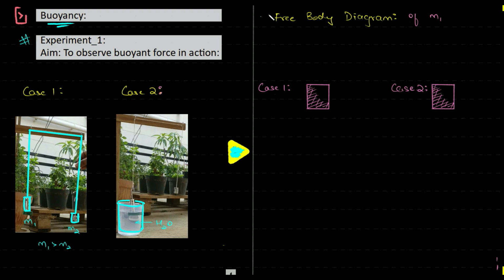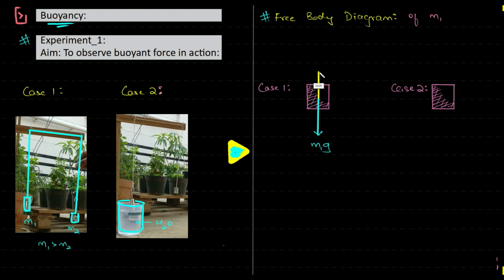So what did we observe? In the first case, the object m1 fell faster than in the second case. Why is that? Let's understand this with the help of a free body diagram with respect to mass 1. So in case 1, there are two forces acting. The first obvious thing is the gravitational pull. Which is the second one?